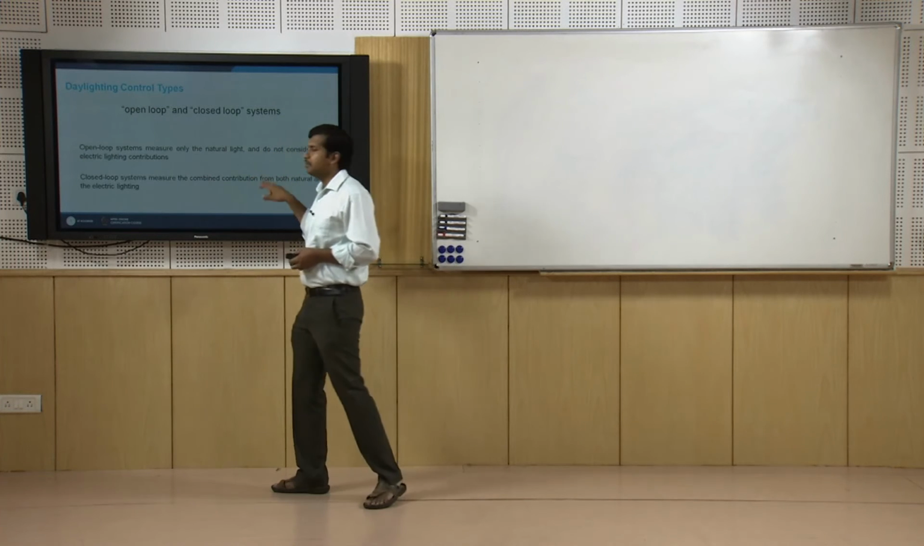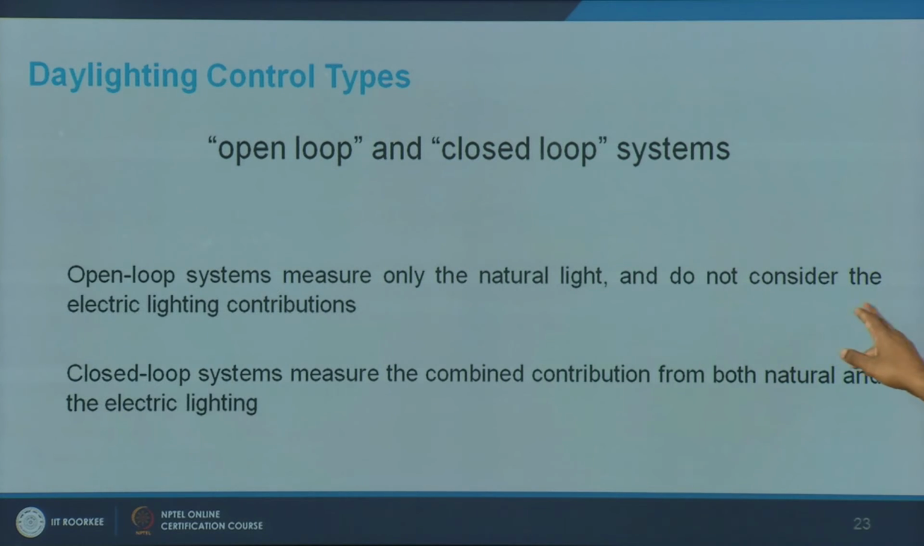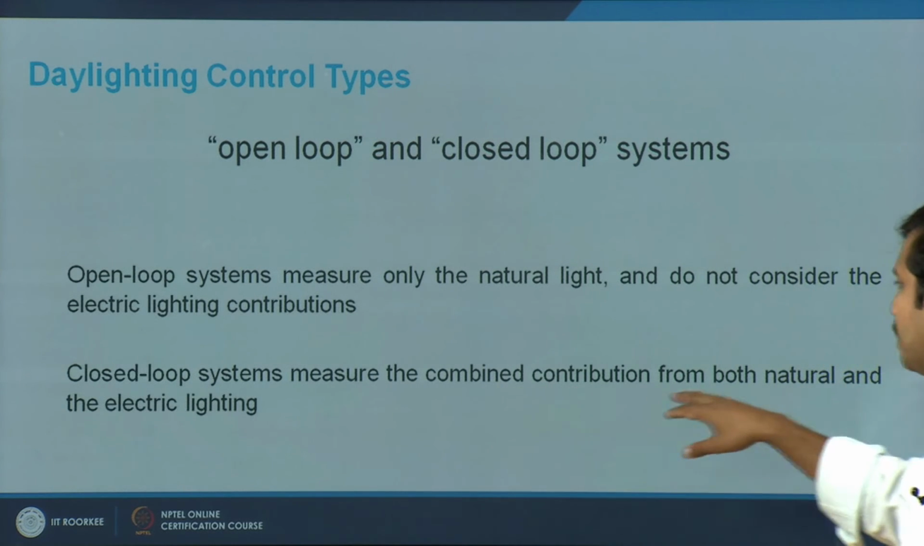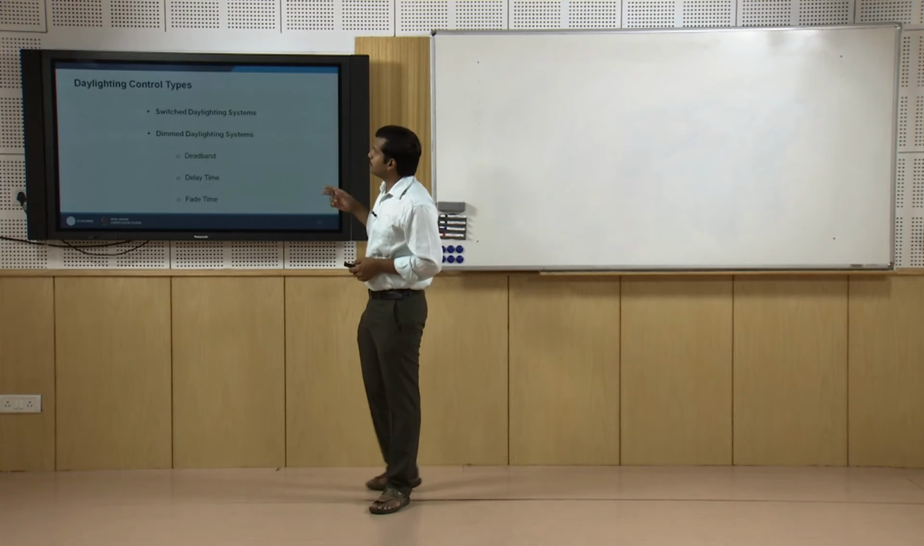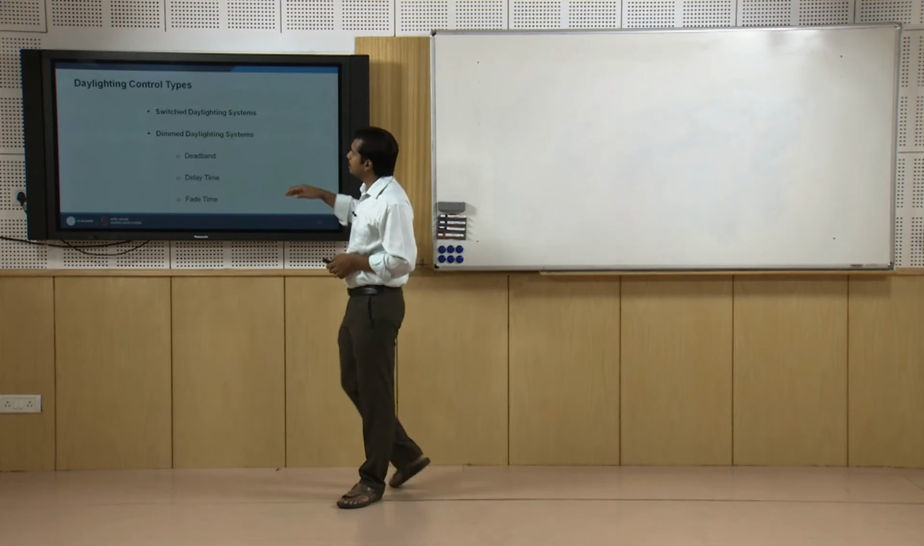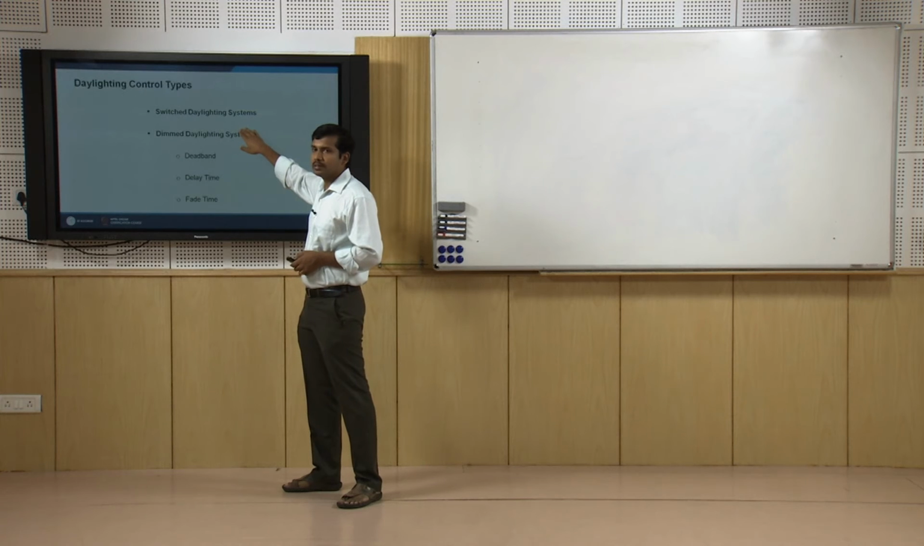Open loop system measures only the natural light and does not consider the electric light contribution. In the closed loop system, it is measuring the combined contribution from natural and artificial lighting systems. There are two different types of lighting control systems, one is a switch based or switching daylight control system, the other is a dimming daylight control system.